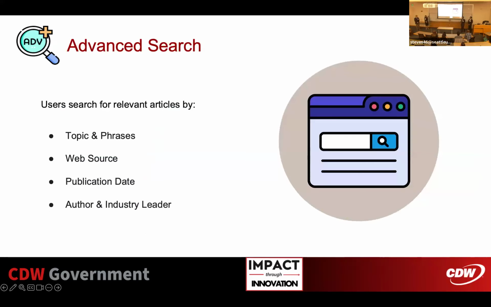Next, we have the advanced search tool. This tool is powered by unsupervised natural language processing, wherein users are prompted to enter a search query or a search string, nothing but a set of words. Users can search for topics, web sources, publication dates, or author or industry leaders. We label this tool as Smart Search Assistant, as the query entered by the user is type agnostic. In the sense, the user can search for a combination of topics and web sources, or web sources and dates, or maybe dates and author or industry leaders.